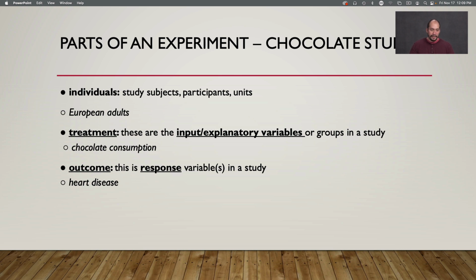The treatment here, which is also called the input variable or explanatory variable, is chocolate consumption. How much chocolate did people consume and how often? The outcome or response variable is heart disease. And our goal is to understand if the input affects the output. So does X affect Y? If X is the treatment and Y is the response variable, does changing chocolate consumption affect your Y variable in this case?